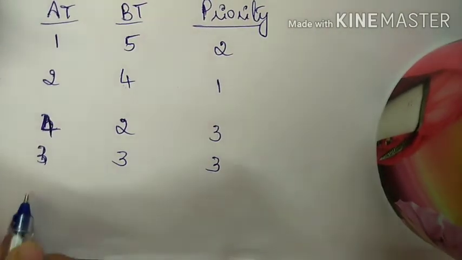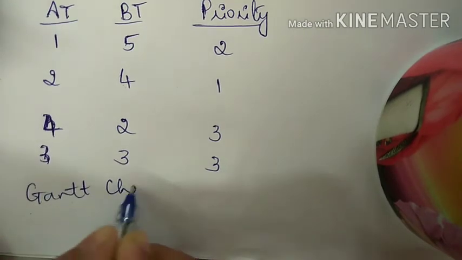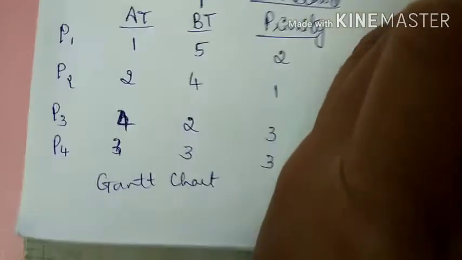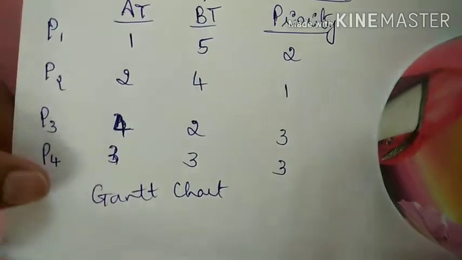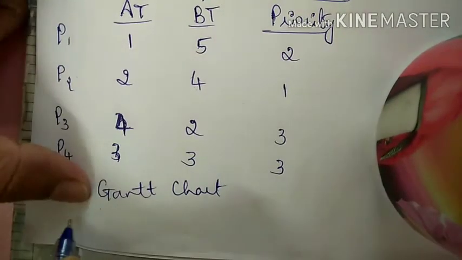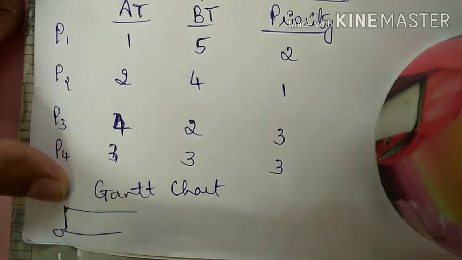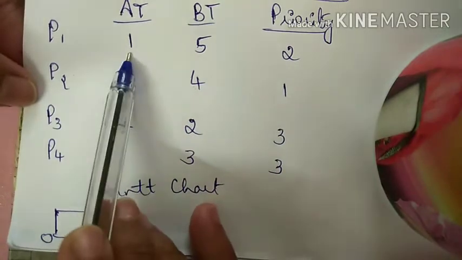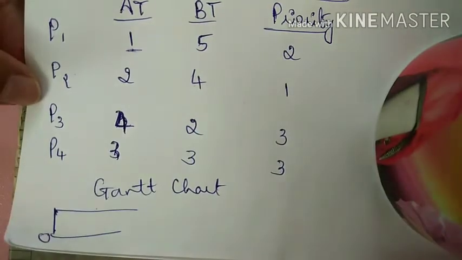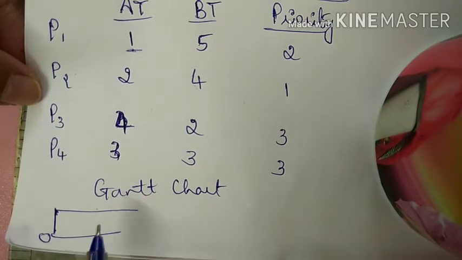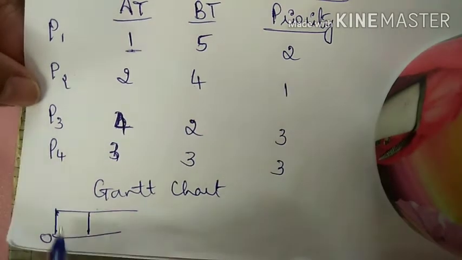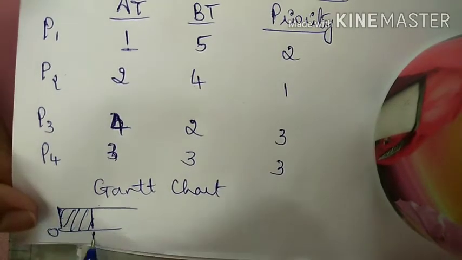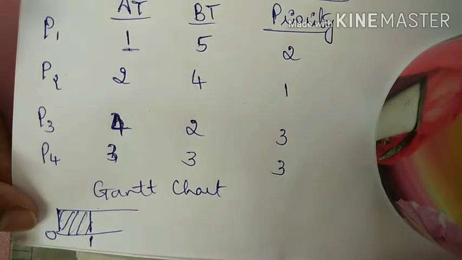Our Gantt chart always starts from 0 millisecond. So at 0 millisecond, are there any processes in the ready queue? No. The processes are arriving from 1 millisecond. So there are no processes right now. So from 0 to 1 millisecond, the CPU will remain idle.